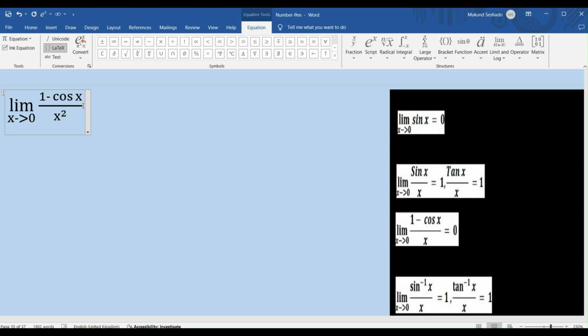We have the problem on your screen. Limit x tending to 0, 1 minus cos x divided by x square, right? Now there are two ways of solving this problem, and I'm going to explain in this video how we go about solving them by both the ways, right?